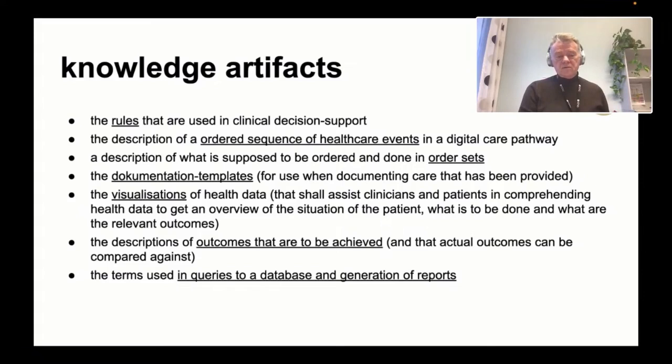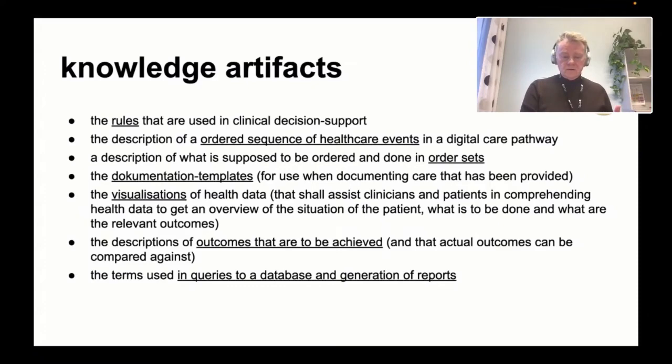We have them in the description of an ordered sequence of healthcare events in a digital care pathway. And here I'm saying that a digital care pathway is a description of what we are supposed to do. We also have order sets, which is more like a checklist. Biomedical knowledge is expressed in documentation templates, and is used to visualize large amounts of health data. That is critical for clinicians and patients to understand their situation, and then decide on what to be done and what are the relevant outcomes.